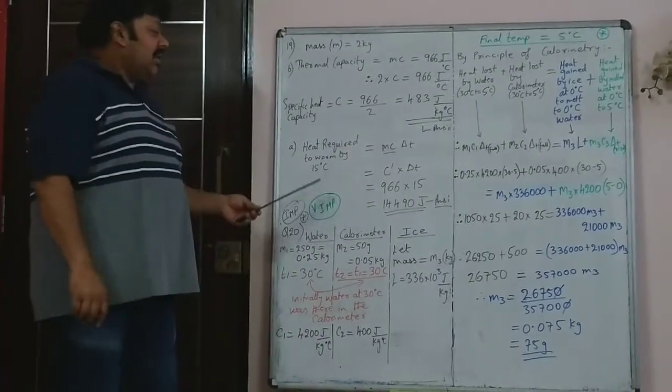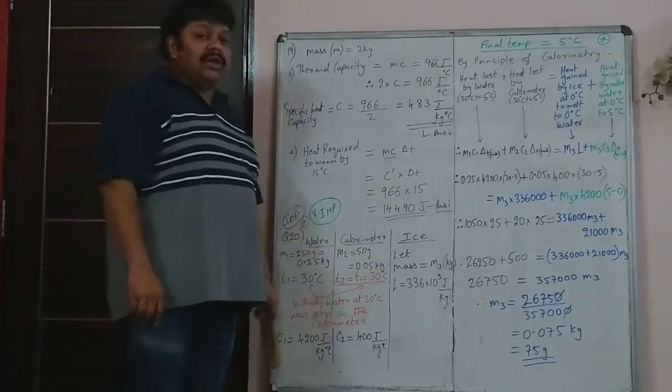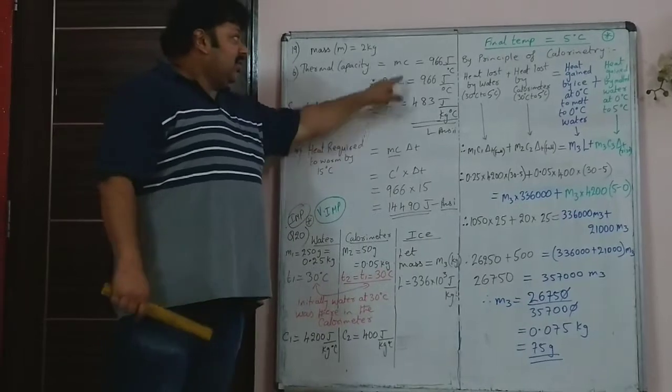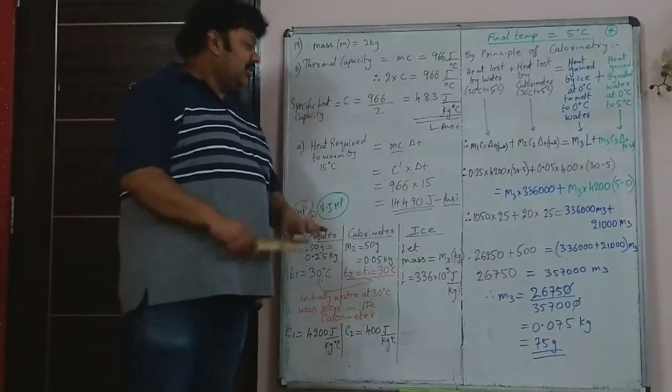Now heat required to warm it by 15 degrees Celsius is MC delta T. Already MC is 966, that is the thermal capacity.